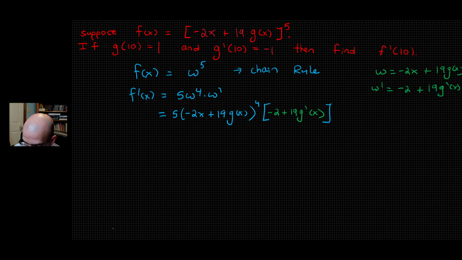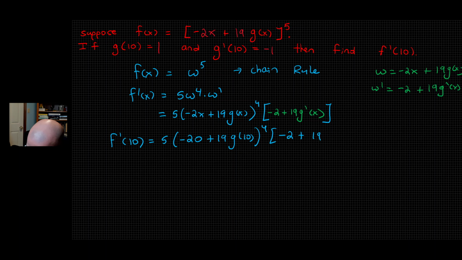Next is evaluating at 10. It wants f prime of 10, so I'm going to replace all the x's with 10 everywhere. So 5 times negative 20 plus 19 g of 10, power 4, negative 2 plus 19 times g prime of 10. And then we've got to plug in the data from the question.